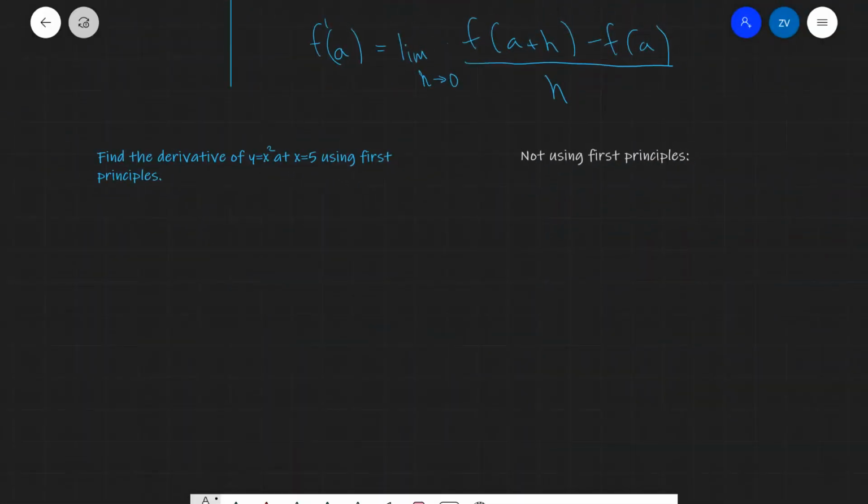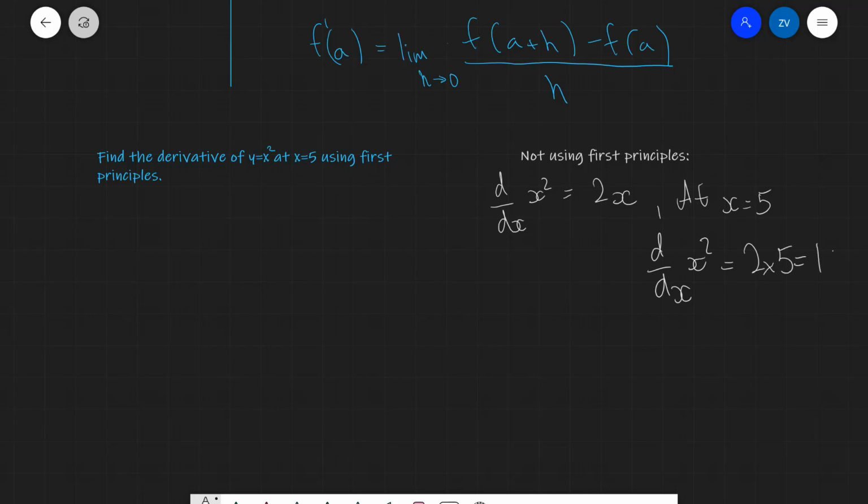Now let's see whether we can apply what we have derived so far to an example. We have a little function here which is y is equal to x squared, and we want to find the derivative of x squared at x is equal to 5 using first principles. Now just for demonstration purposes, I'm going to show you what we'll normally do in this situation, which is to find the derivative of x squared. So let's just differentiate this very simple function. So d by dx of x squared is of course equal to 2x, and at x is equal to 5, this is equal to 2 times 5, which is equal to 10.